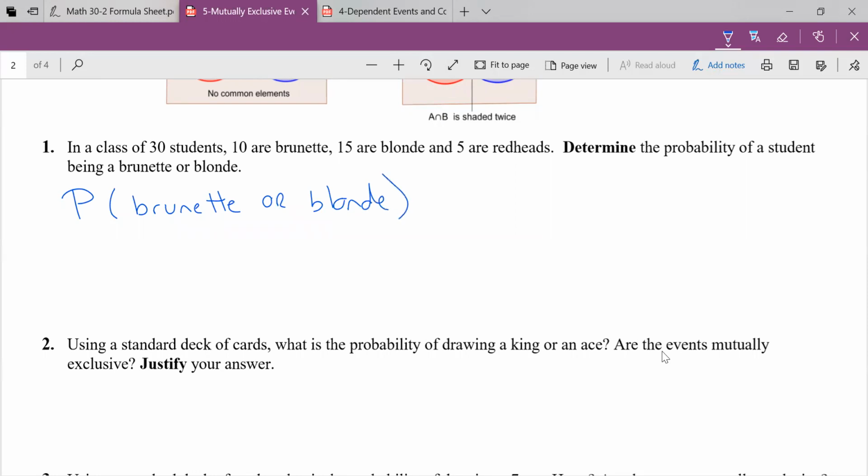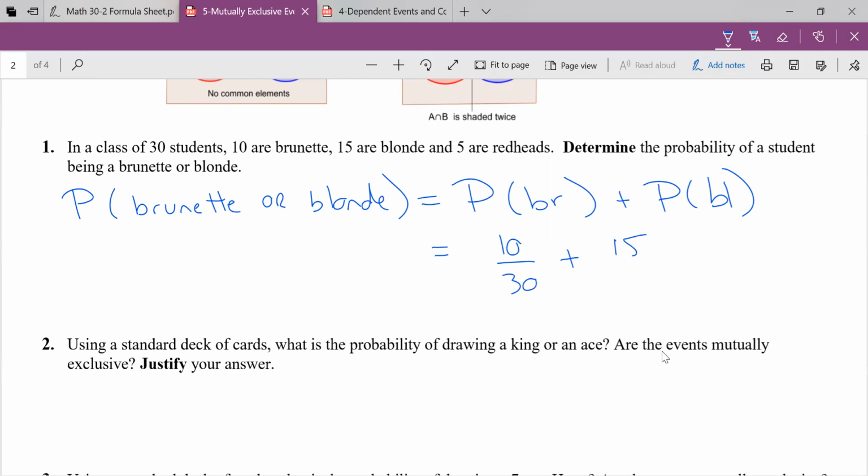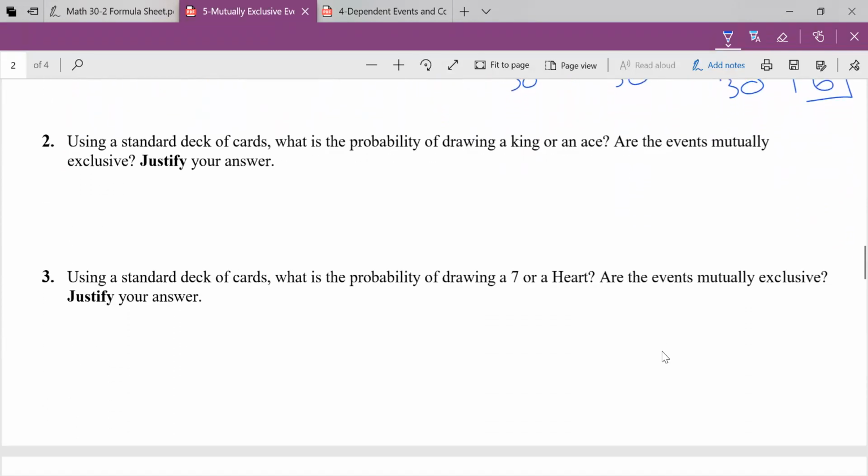Since they're mutually exclusive, since I really can't be both, it's the probability of being a brunette plus the probability of being a blonde. There are 10 brunettes in the class out of 30, and there are 15 blondes in the class out of 30. So the probability is going to be 25 out of 30, which is also 5 out of 6. There it is. Mutually exclusive, not so bad.